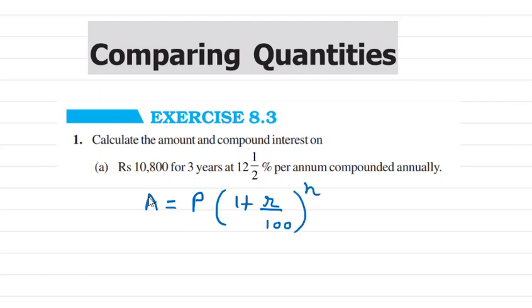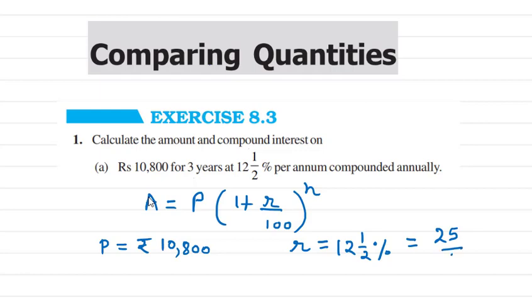So here in this question you can see P is given as rupees 10,800, R is 12 whole 1/2%. So you can write this as 25/2%. Then time is 3 years, so your n will be 3.